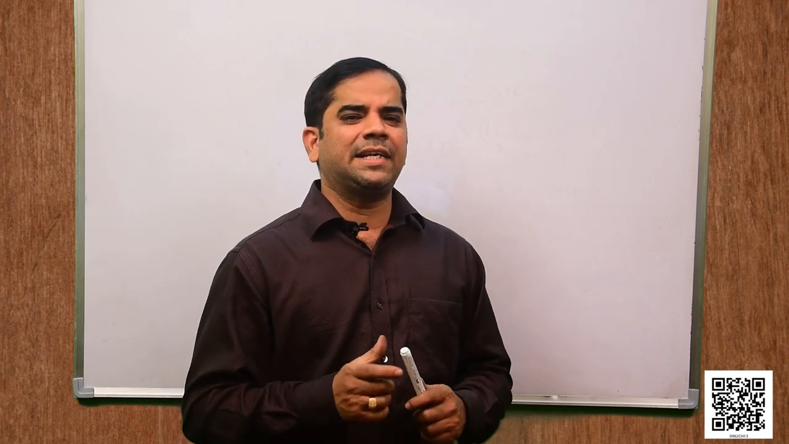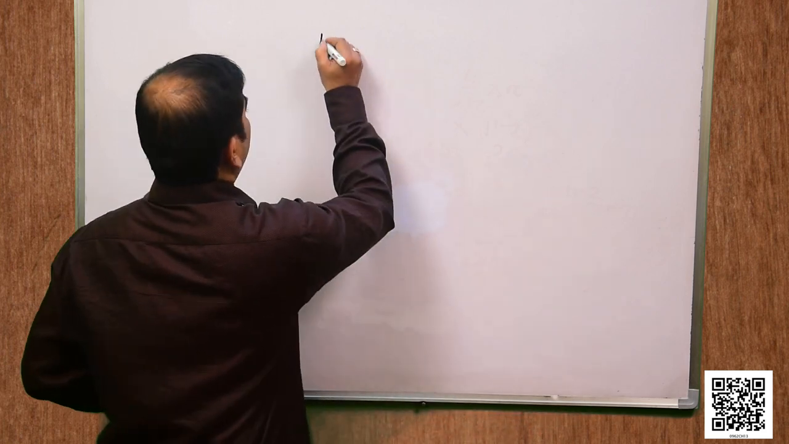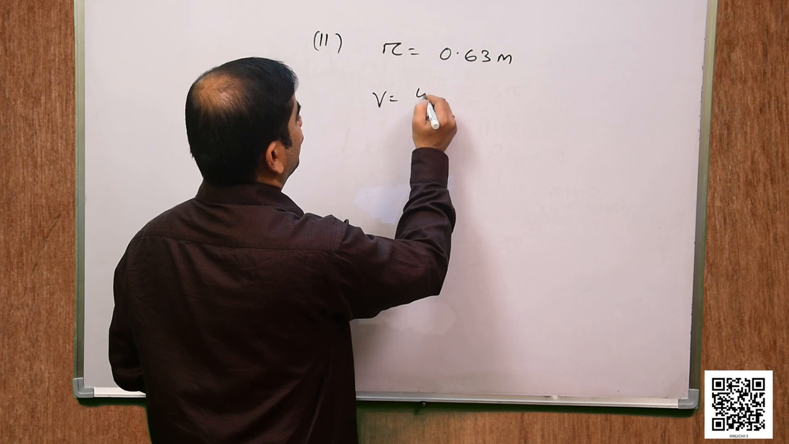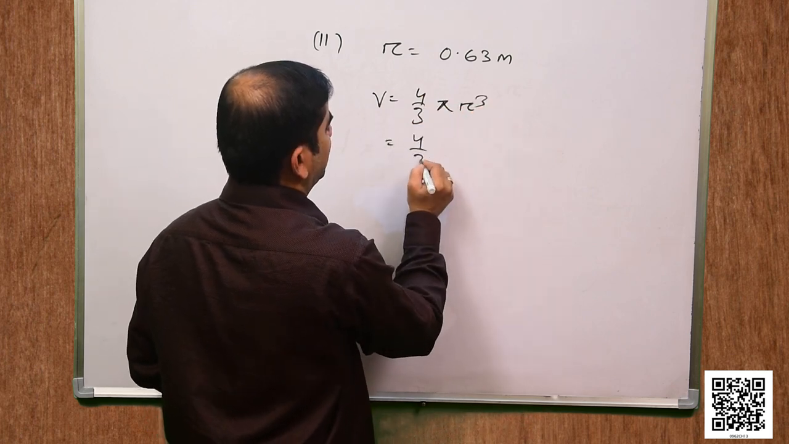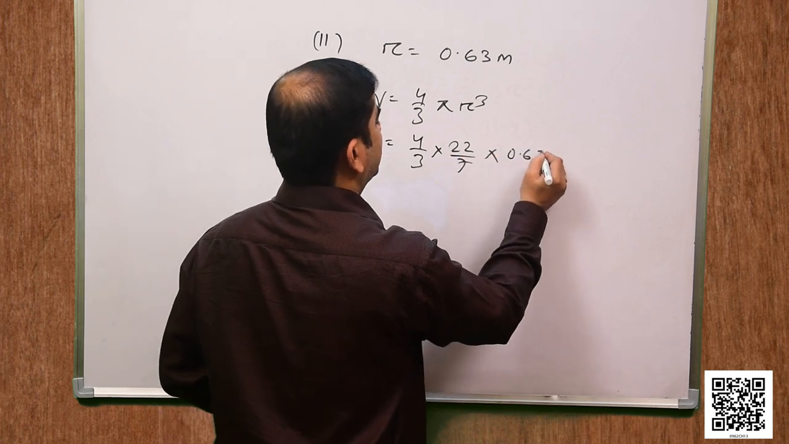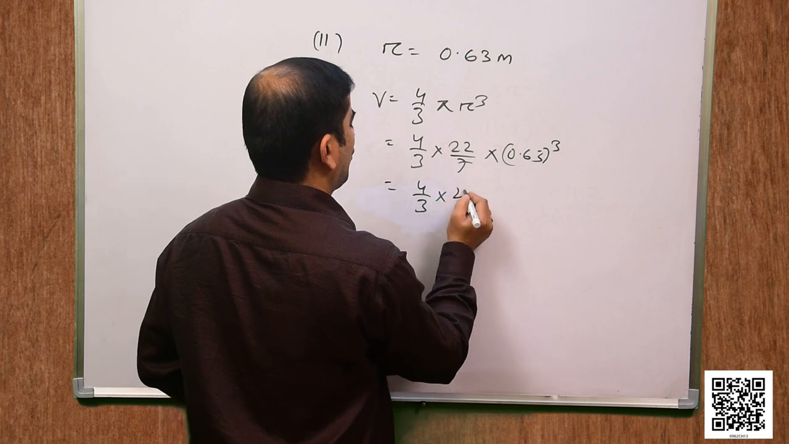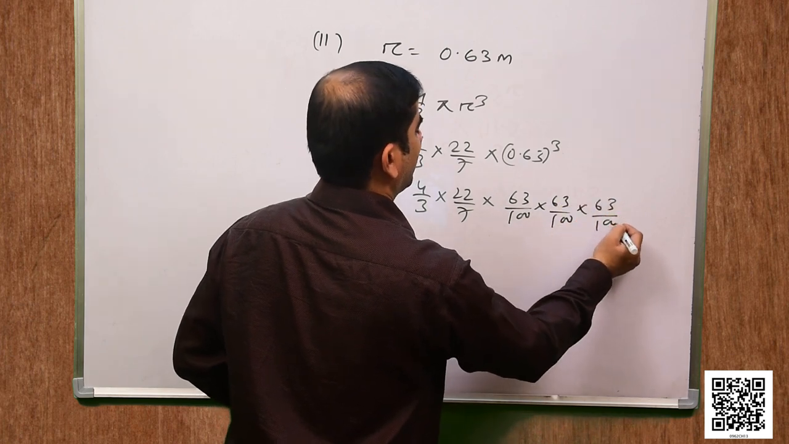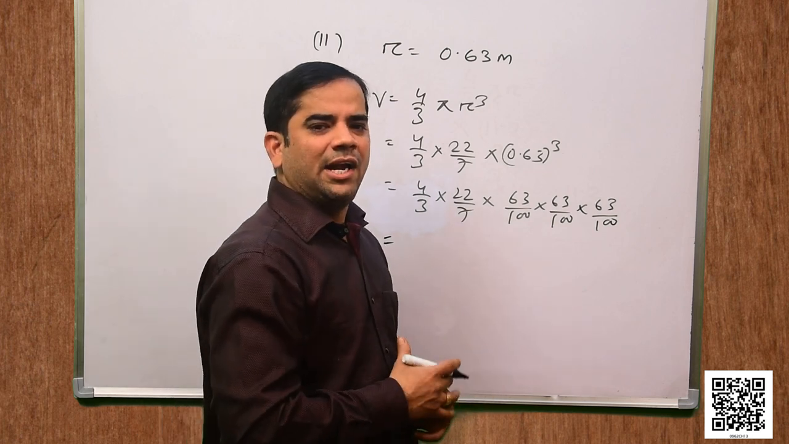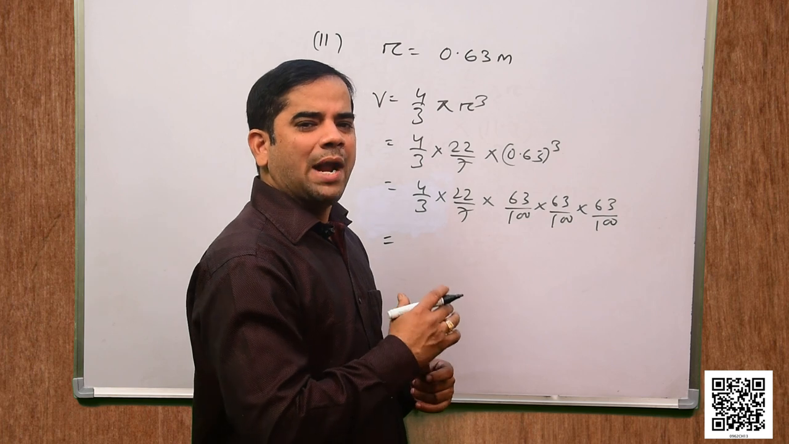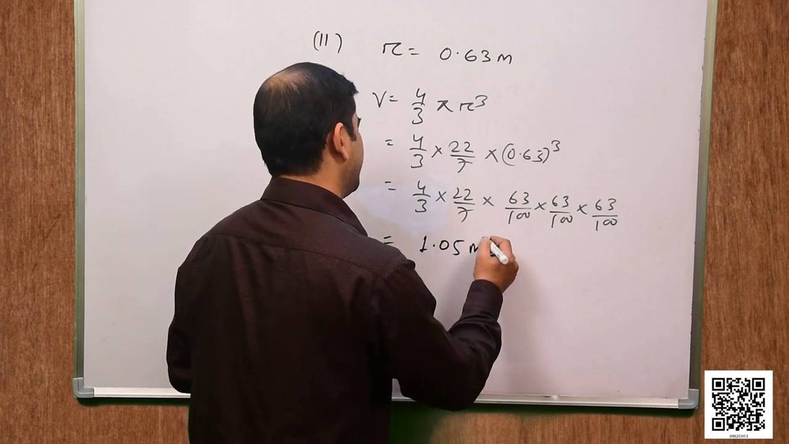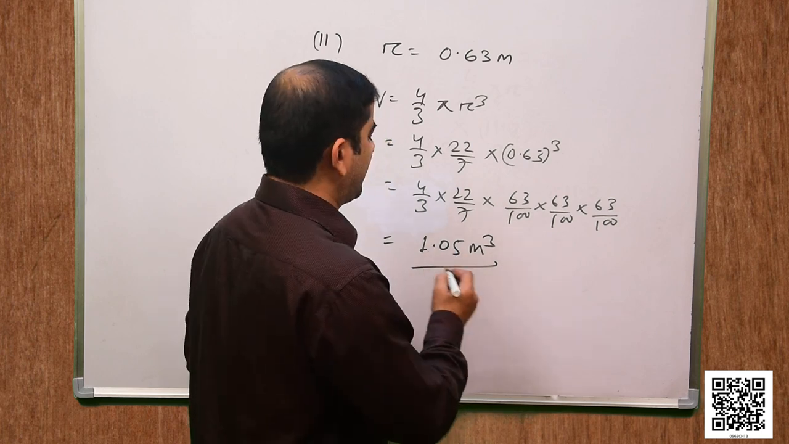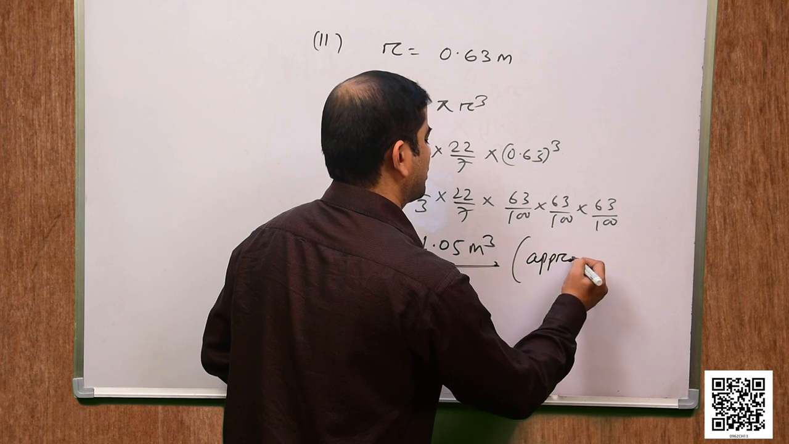Now, let us go for the second bit. Students, for the second bit, the radius is given as 0.63 meter. So, r is equal to 0.63 meter. Fine. So, volume will be 4 by 3 pi r cube. That is 4 by 3 into 22 by 7 into 0.63 cube, or 4 by 3 into 22 by 7 into 63 by 100 into 63 by 100 into 63 by 100. Okay. And when we calculate, it will give us a value that will be equal to 1.05 meter cube. Hence, the volume of the sphere is 1.05 meter cube, but it is not the exact value, it is an approximate value.